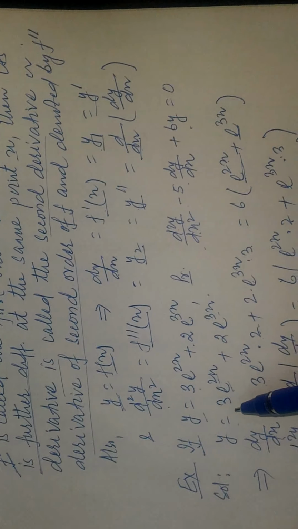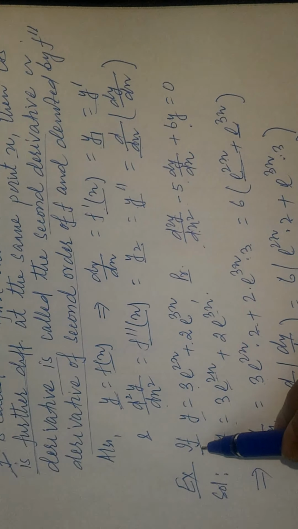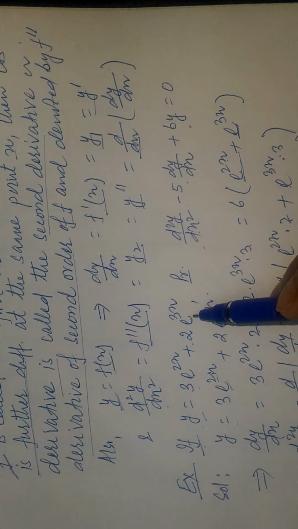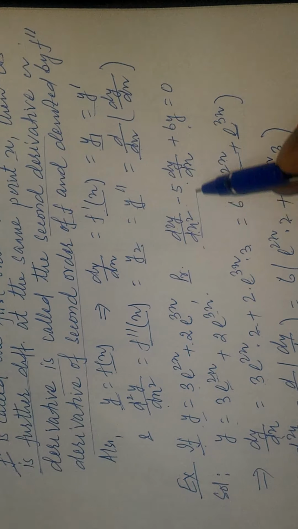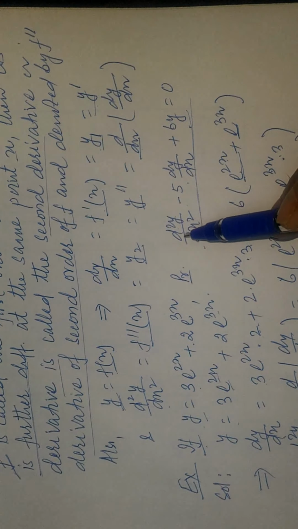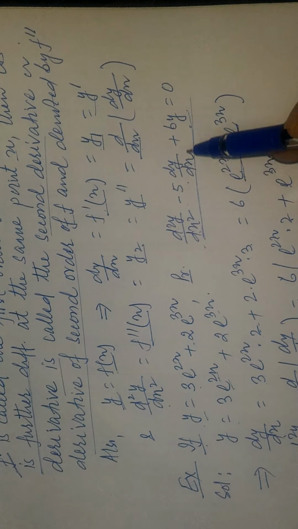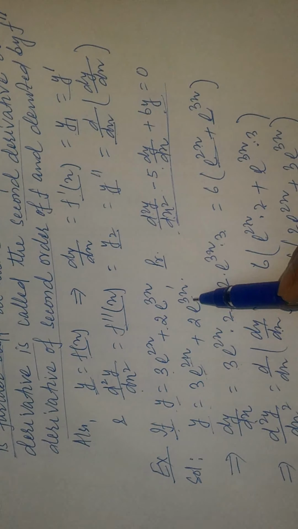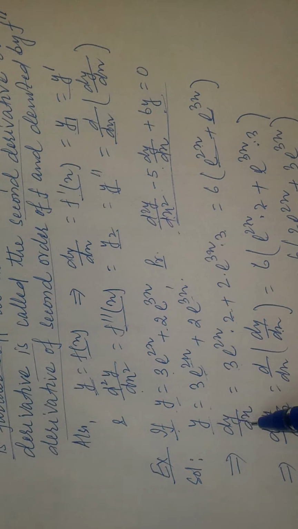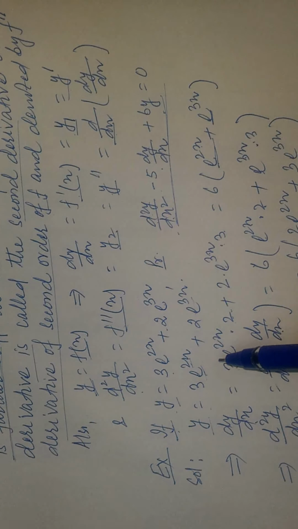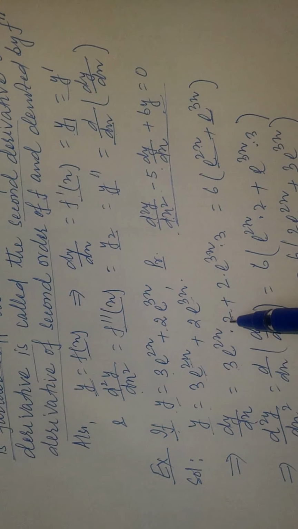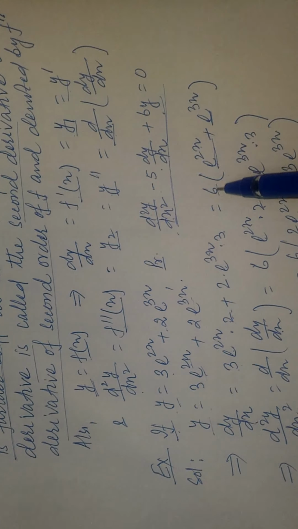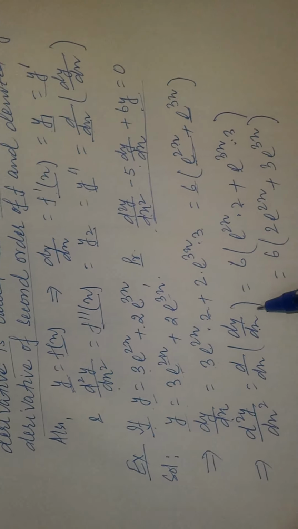Let us take some examples. Say you have y = 3e^(2x) + 2e^(3x), then we need to prove this part. So here you have the second order derivative, first order derivative and the function. Now first we will find the first order derivative. Differentiate both the sides. For y it is dy/dx. e^(2x) gives e^(2x), and for 2x it is 2, on the same line 2e^(3x) and 3. So we have 6e^(2x) + 6e^(3x).